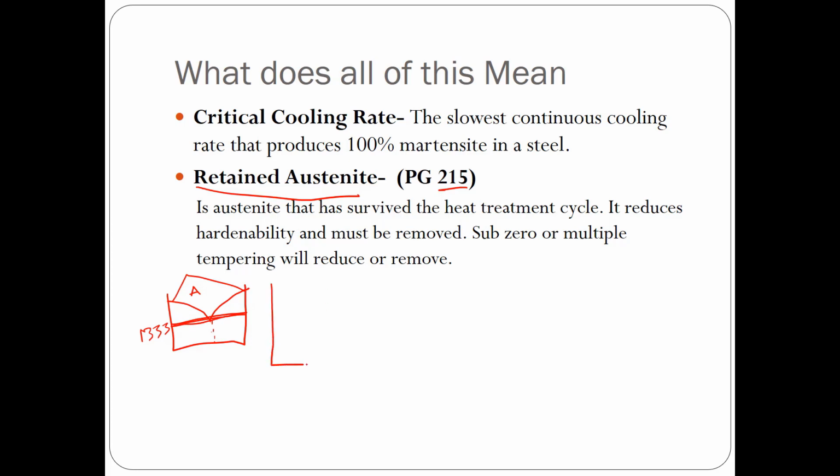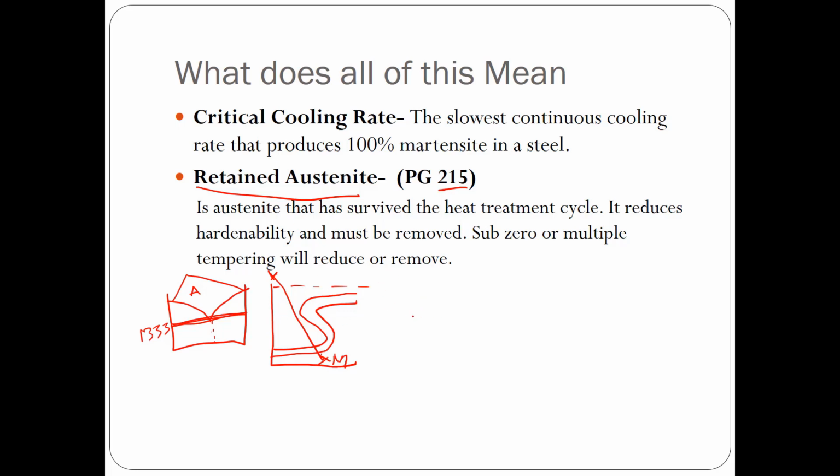And if we look at our isothermal transformation diagrams, we have our 1333 line up here. We're starting here, and we are cooling it at our critical cooling rate. We're ending up down here at martensite. Well, this is my start and this is my finish. How can I have any austenite that's left over?